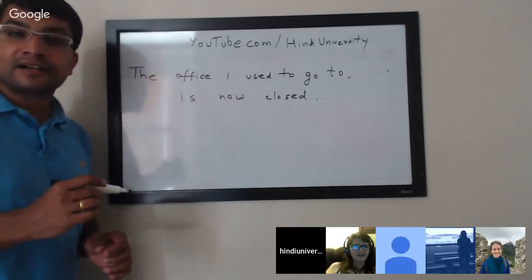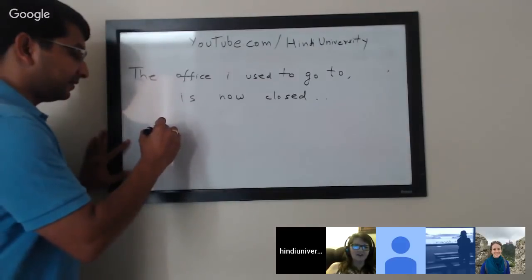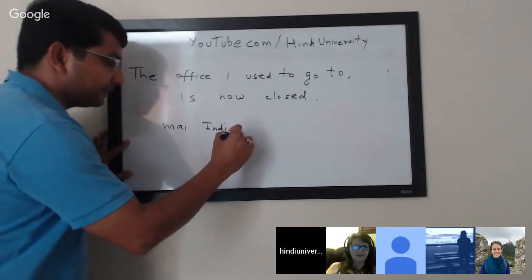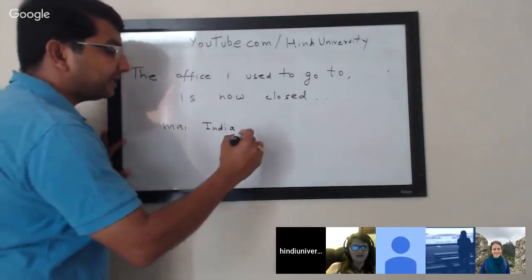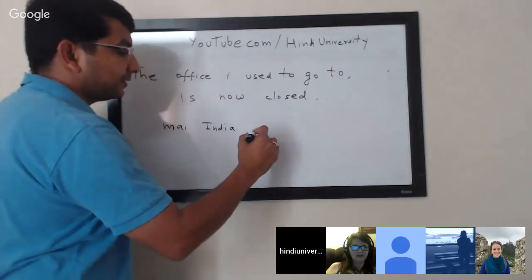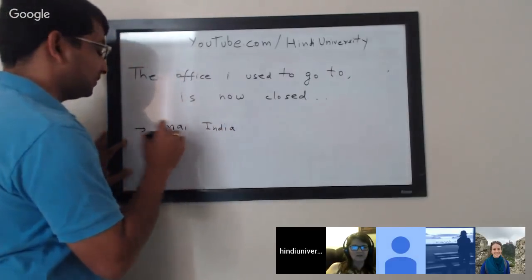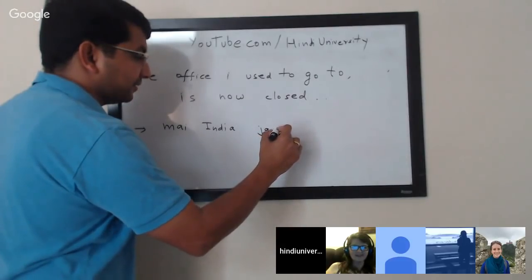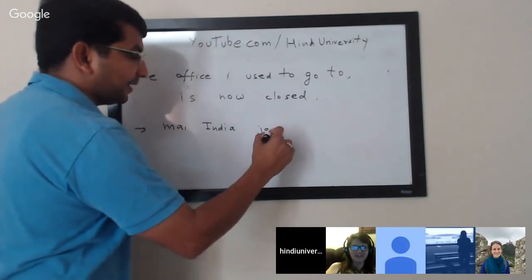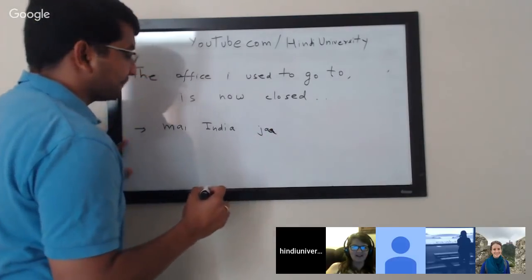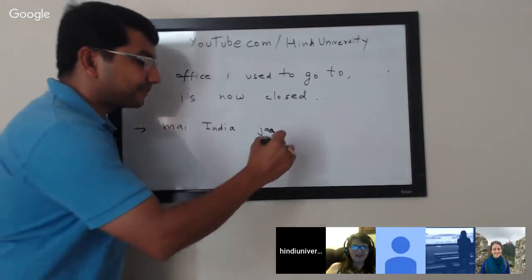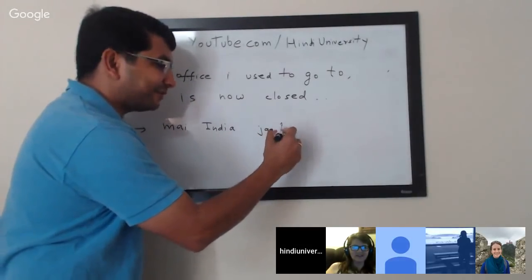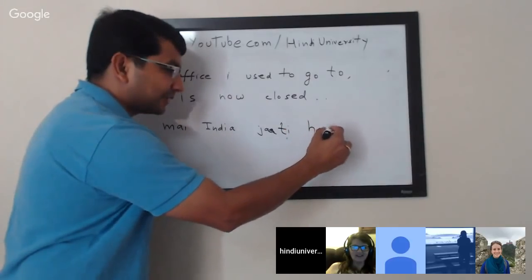how do you say I go to India? मैं इंडिया जाऊँ. I go to India. Simple. I go to India is main India jati hun. No, hun. Very good. मैं इंडिया जाती हूँ. Okay.